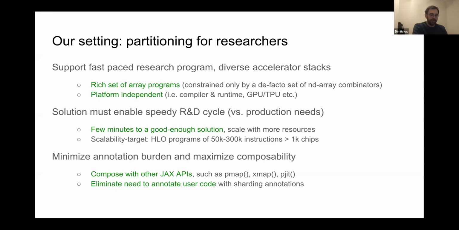And the programs we're targeting here are XLA HLO. HLO is a code name for the high-level operations of XLA, which is really the tensor operations of XLA. The target is maybe programs of 50,000 to 300,000 instructions, and we want to partition them over 1,000 chips or something like that. And finally, we want to be able to compose with other JAX APIs, and we want to eliminate as much as possible the need to annotate user code with sharding annotations.